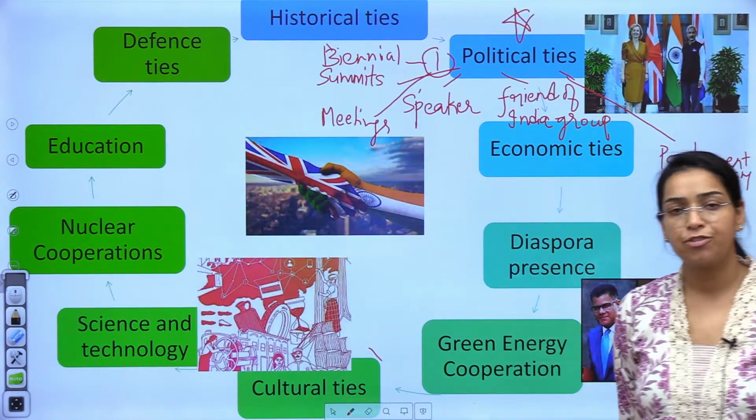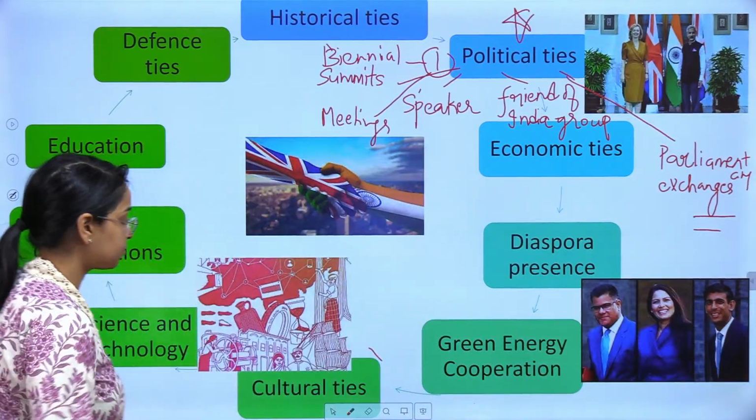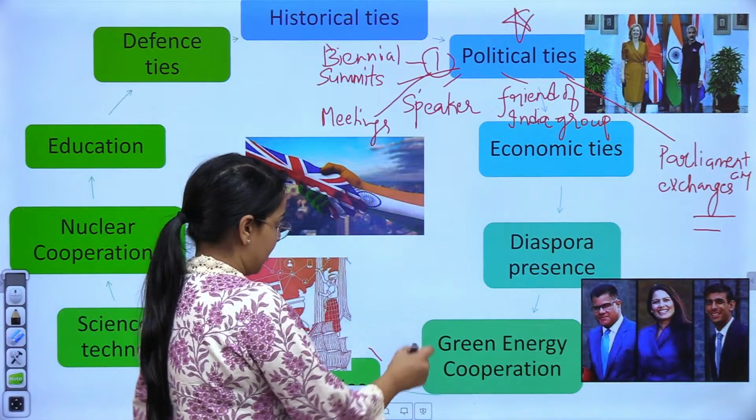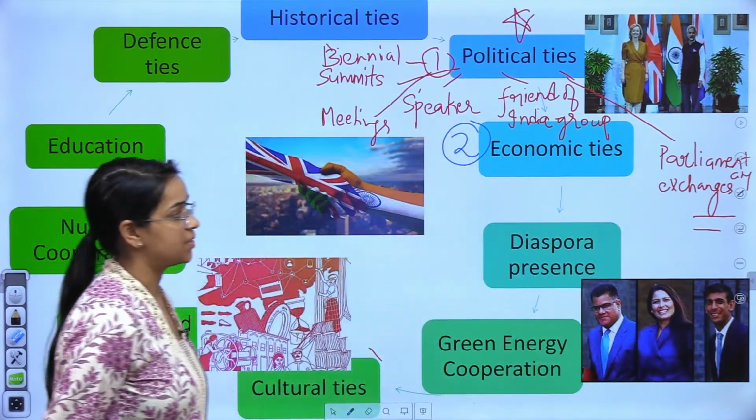So that is the first area where the 2 countries are cooperating, right? Now, the second very important area of collaboration is the economic ties, right?